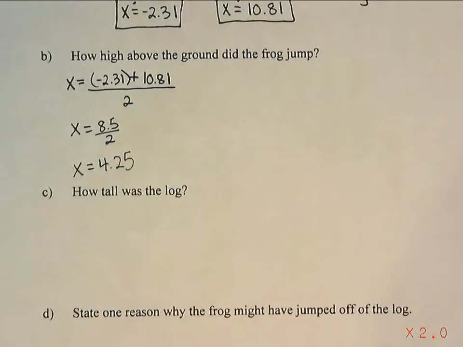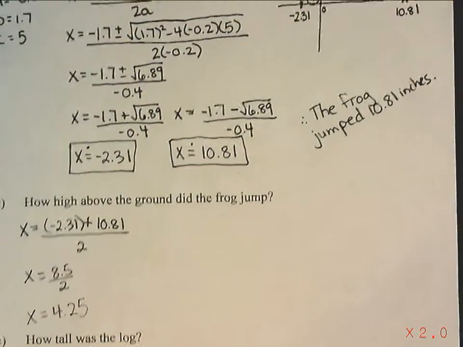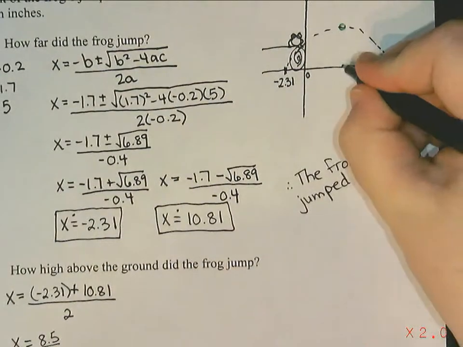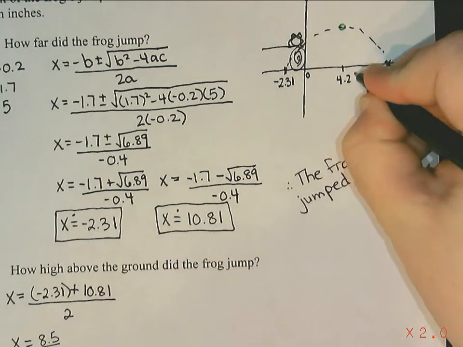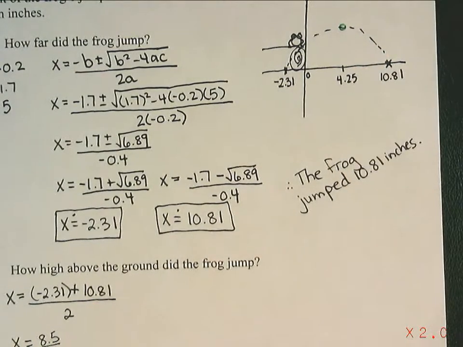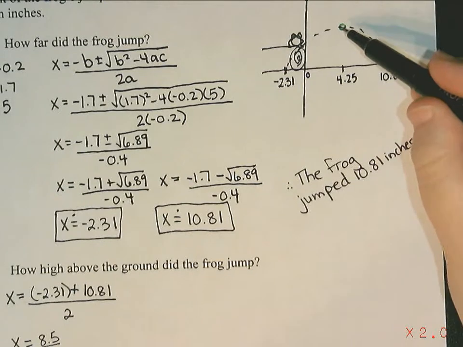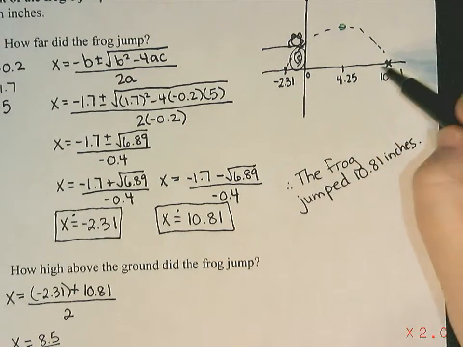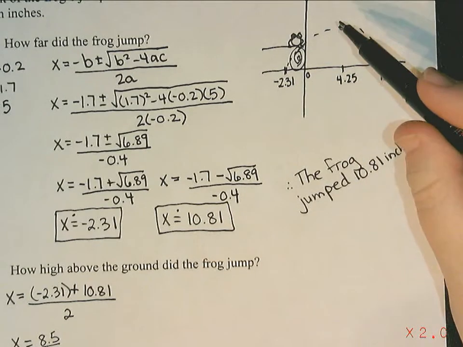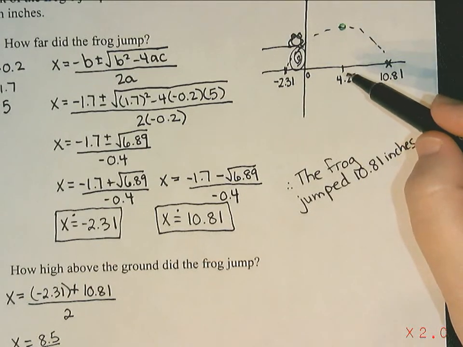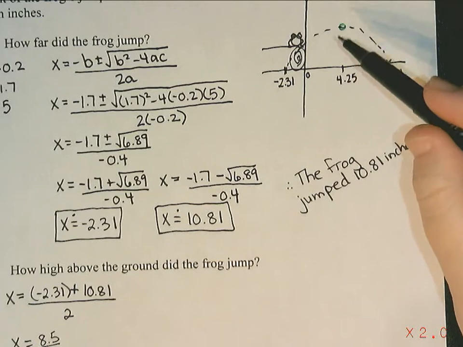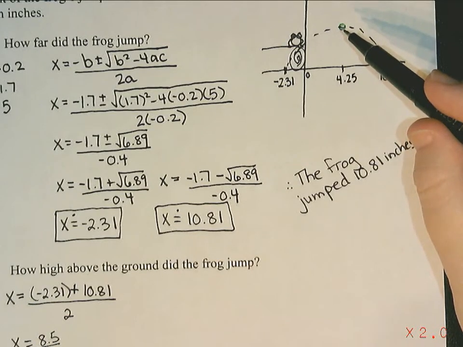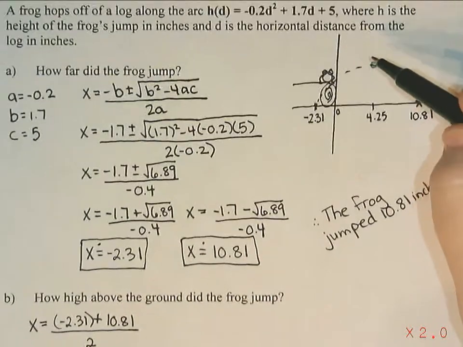So what that tells me is that the frog is going to hit his maximum height when he is 4.25 inches away from where he started, but it still doesn't tell me how high he's gone. This just tells me how far away he's going to be from the log when he hits that height. So if I want to know how high he is, I'm actually going to take the 4.25 and I'm going to substitute it into our equation for height everywhere I see a d.